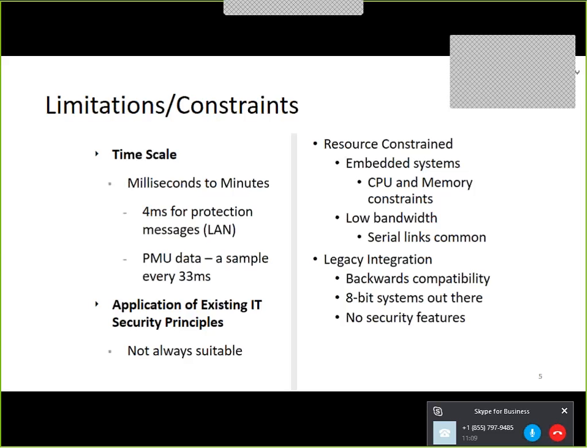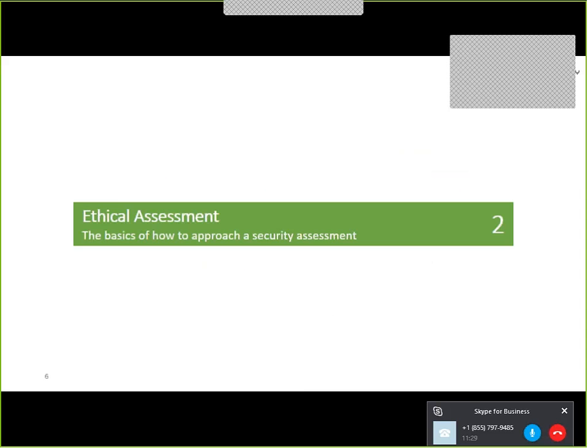There are also legacy integration issues that are constraints, needing to maintain backwards compatibility because I have something that I can't replace, for instance. So I can't just overhaul and say put security in and that's great, or do patches and that's great. There are even 8-bit systems out there that are still running our electric grid. That's scary, but true. And then there are other things that literally have no security features whatsoever.